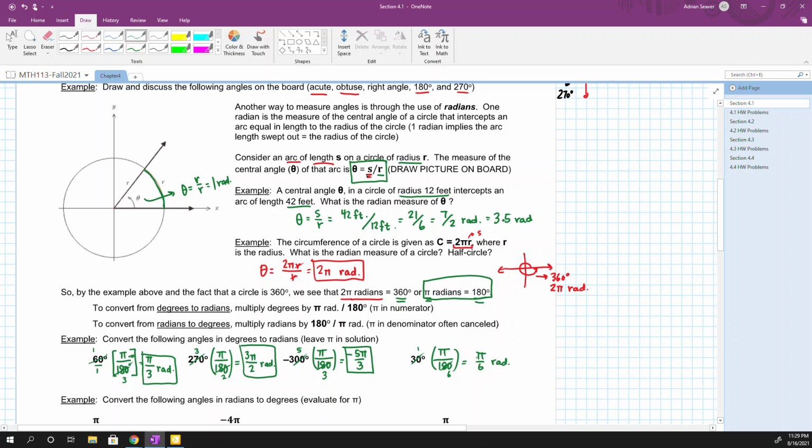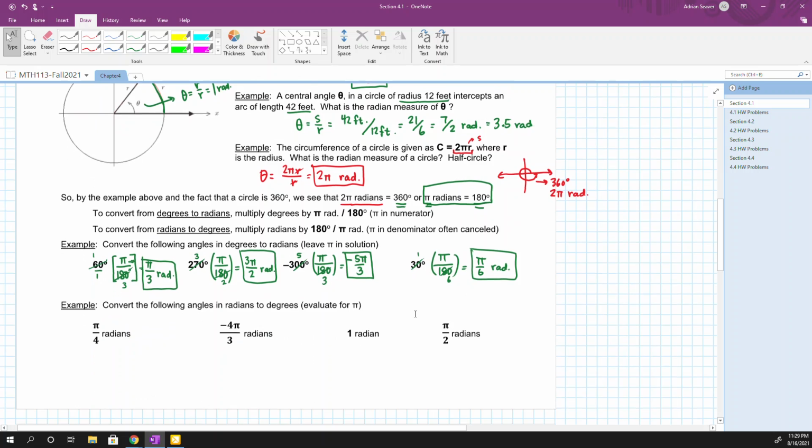Now a couple of these are pretty common. One is this 60 degrees to pi over 3. That is kind of one that you'll probably figure out eventually. Another one is 30 degrees is the same as a pi over 6 radian angle.